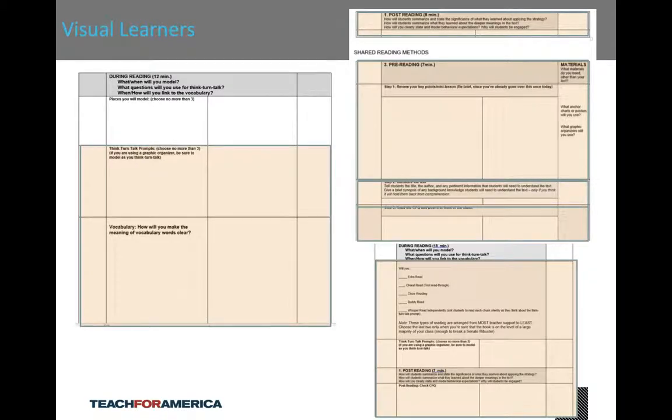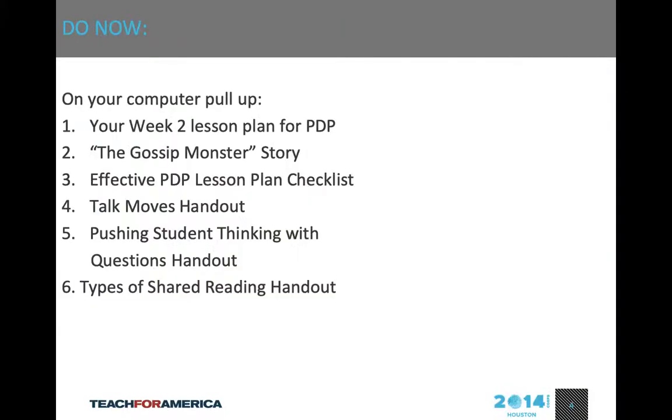If you're visual and want to see where we're going with our session today and your week 2 lessons, we're going to be analyzing and internalizing the areas of think, turn, talk prompts during reading and in the post-reading section, as well as the shared reading methods for pre, during, and post, which are still very similar to what we've done for our teacher models for week 2.